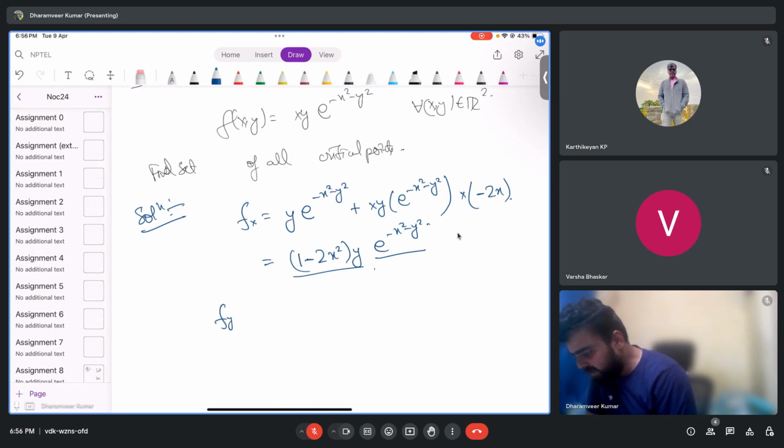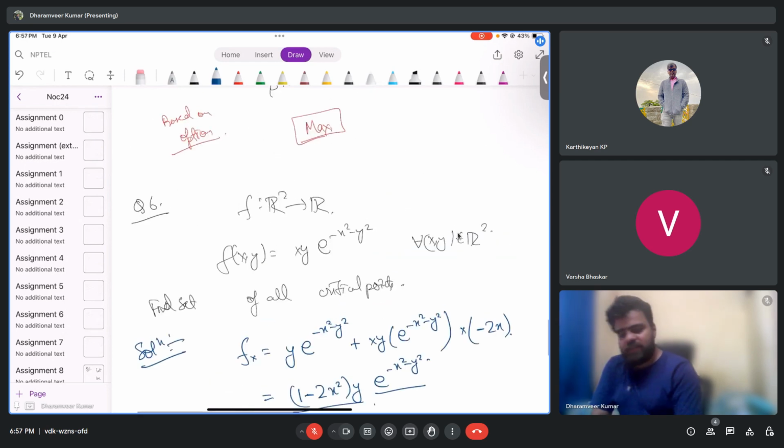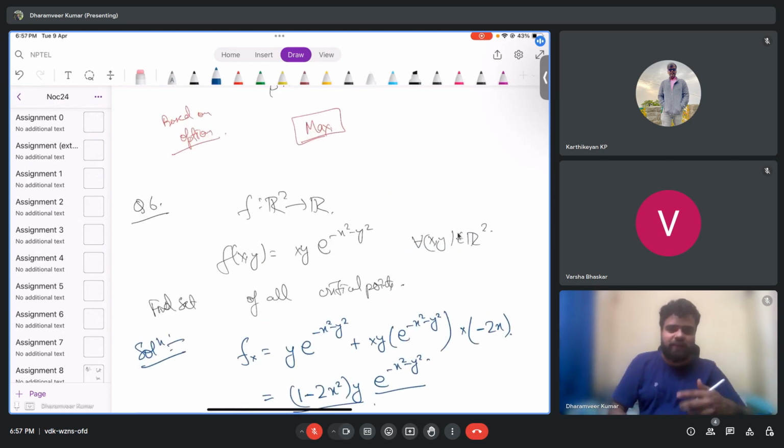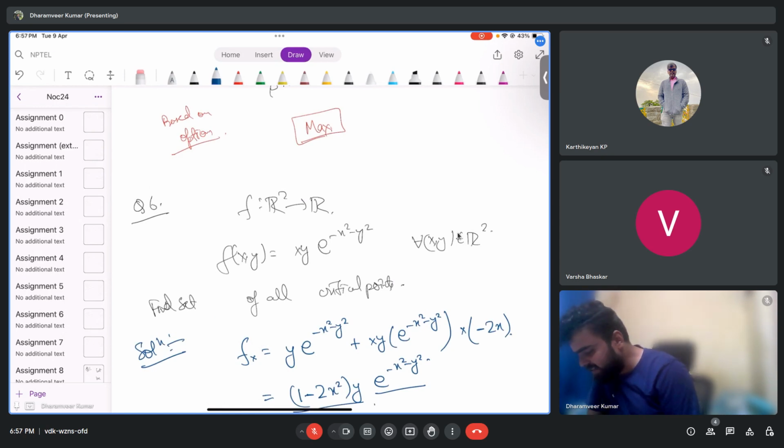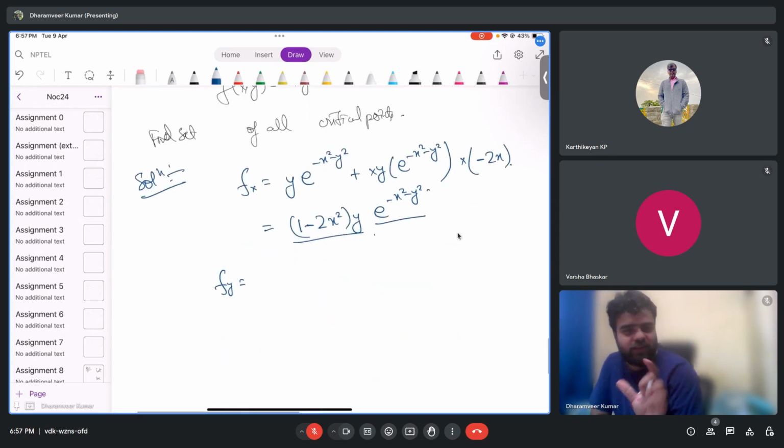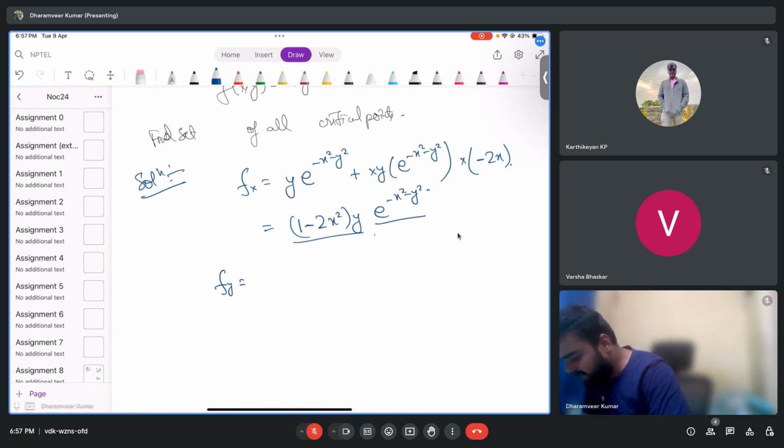What is fy? They are the same, as you can see. They're symmetrical. So whenever something is symmetrical, anything interesting that happens is on similar points. So I can just substitute x, y and stuff like that.